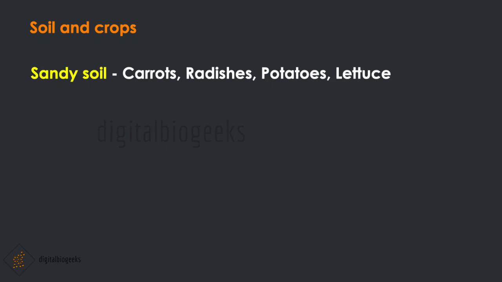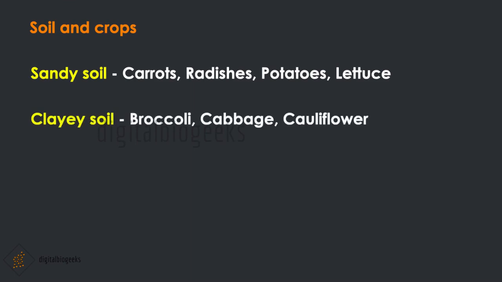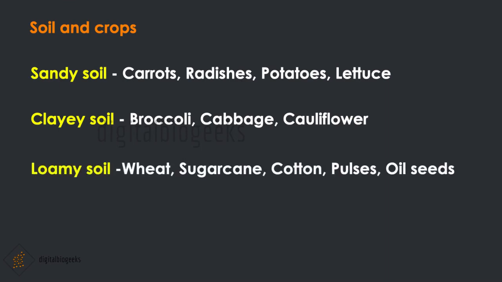Carrots, radishes, potatoes and lettuce can be grown in sandy soil. Broccoli, cabbage, cauliflower can be grown in clay soil. Wheat, sugarcane, cotton, pulses and oil seeds can be grown in loamy soil. That's it about the chapter soil.